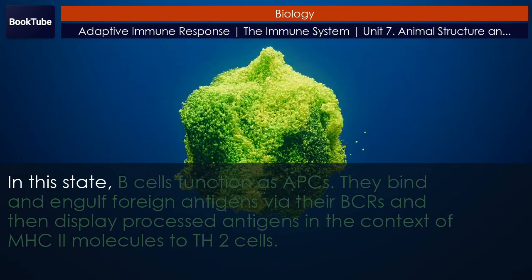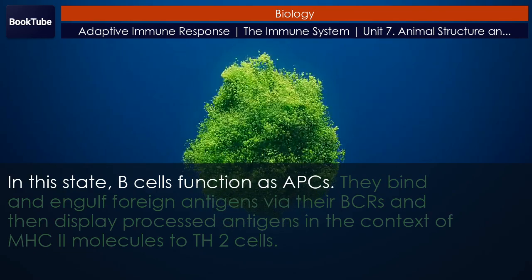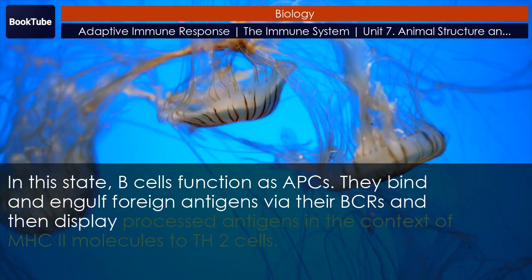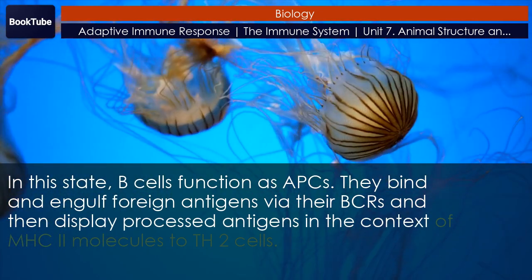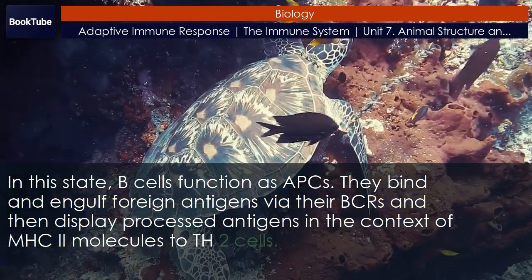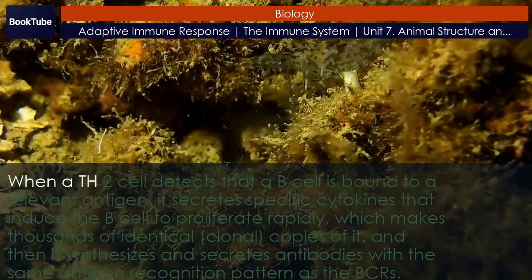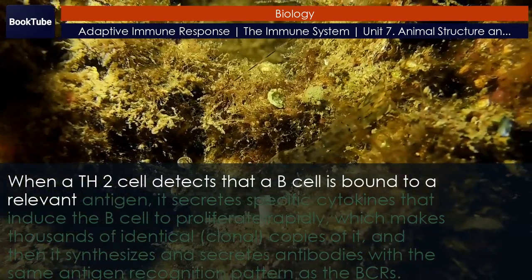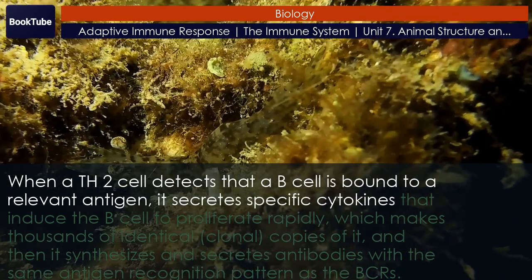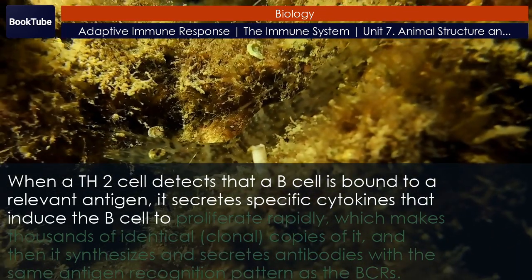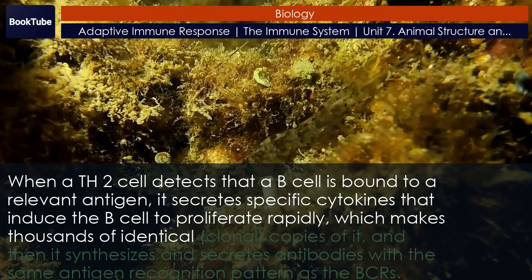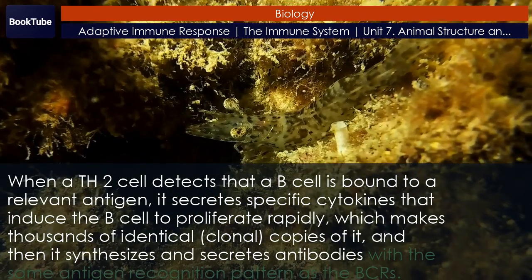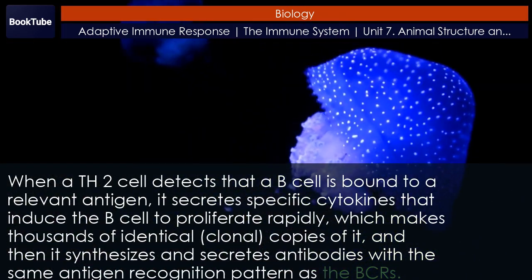In this state, B cells function as APCs. They bind and engulf foreign antigens via their BCRs and then display processed antigens in the context of MHC2 molecules to Th2 cells. When a Th2 cell detects that a B cell is bound to a relevant antigen, it secretes specific cytokines that induce the B cell to proliferate rapidly, which makes thousands of identical, clonal copies of it, and then it synthesizes and secretes antibodies with the same antigen recognition pattern as the BCRs.